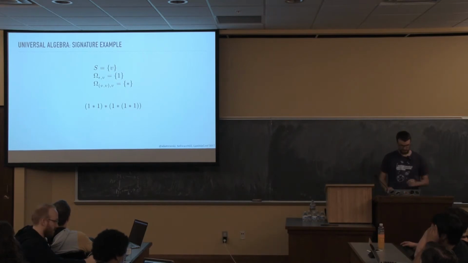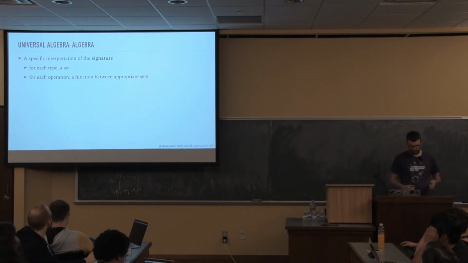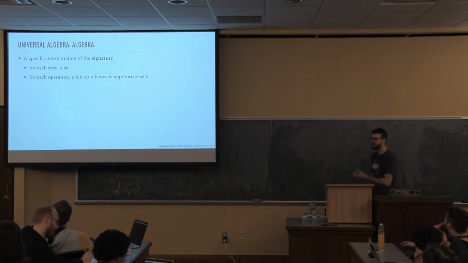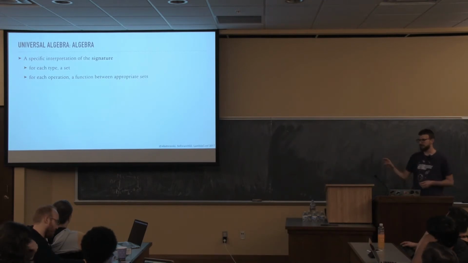Okay, so that's the signature. That's the first concept. Let's proceed to the next one. So now in the scope of universal algebra, we will say that an algebra is a specific interpretation of a signature. Okay? So the signature defines the syntax, the operation names, and now we have a specific interpretation. We can have many interpretations for a given signature, right?